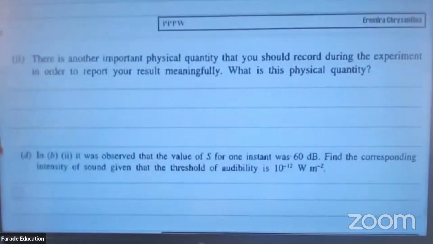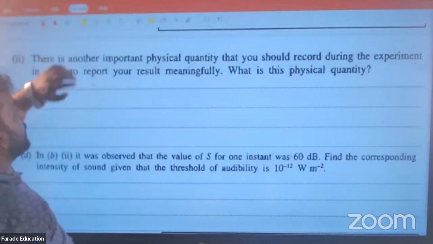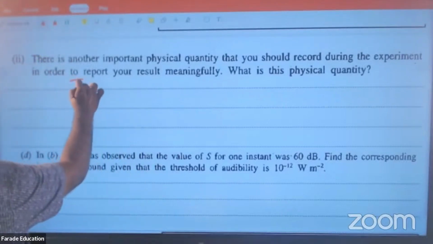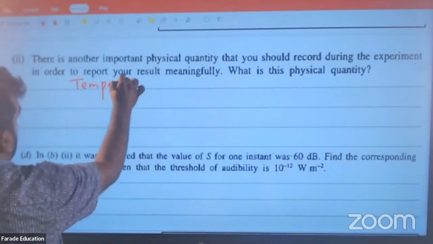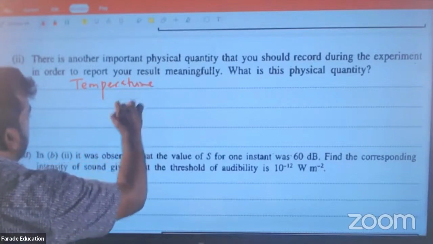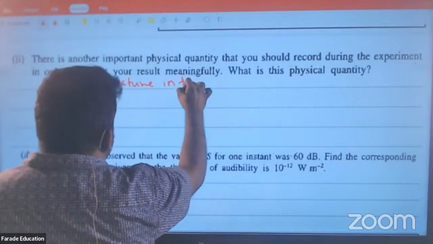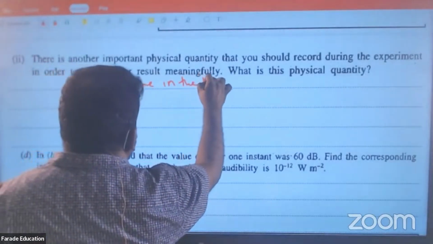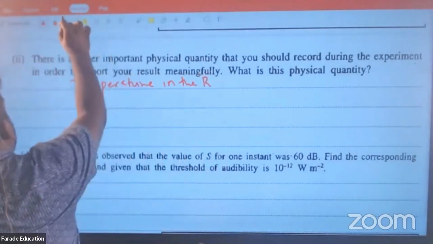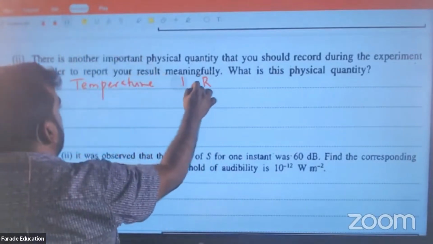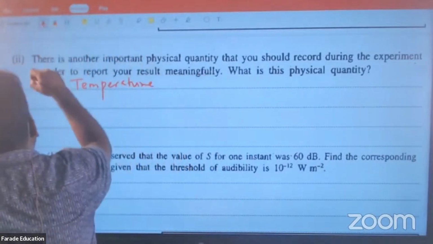There is another important physical quantity that you should record during the experiment. What is it? Of course, temperature. When the temperature changes, the velocity of sound in air will change. So write the room temperature. That's easier.